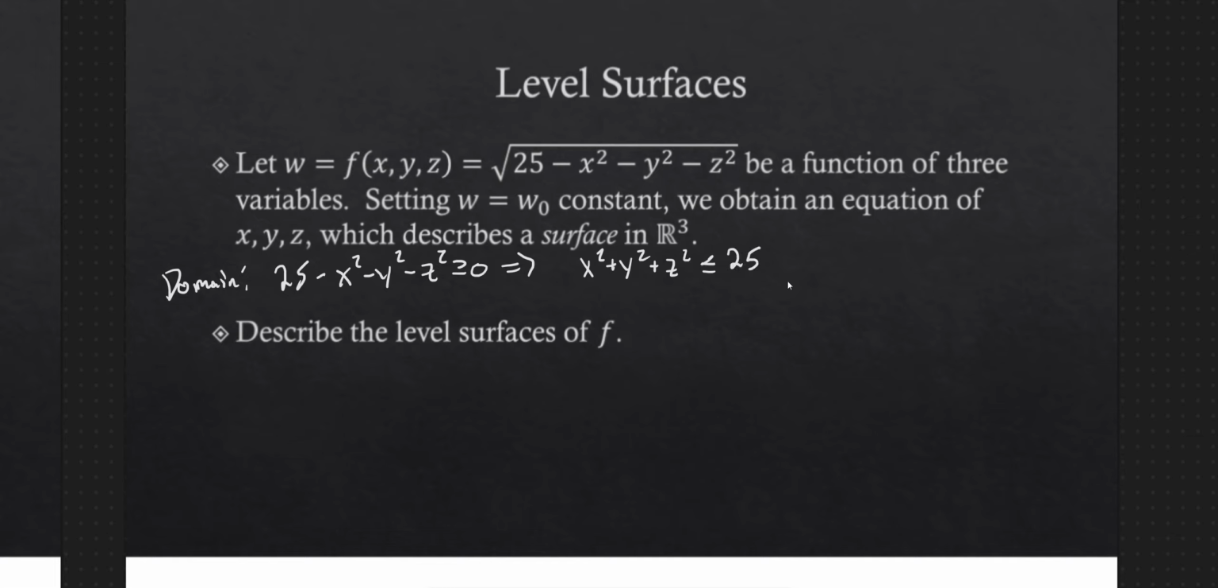And what is this? Well, if it were just x squared plus y squared plus z squared equal to 25, that would be a sphere of radius 5. Since this is less than or equal to, we're talking about all the space inside of and including the sphere of radius 5. That is a ball. So this is a ball of radius 5. So that's the domain of this object, everything within a ball of radius 5 centered at the origin.